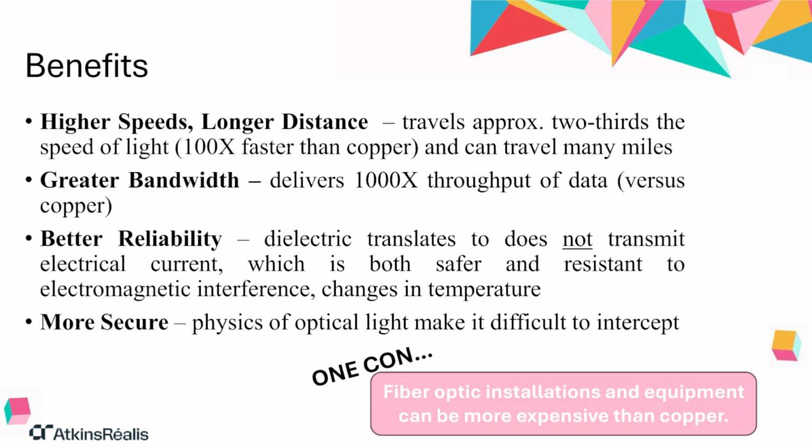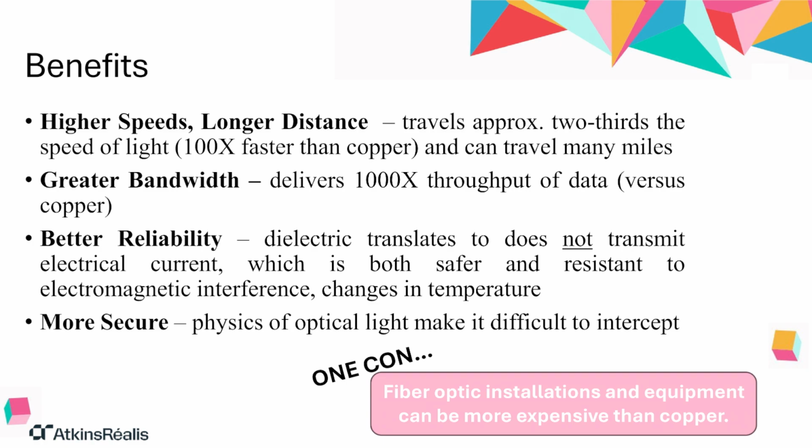What else? Second, greater bandwidth. This is massive. A single fiber optic cable can carry orders of magnitude more data at the same time compared to a similar sized copper cable. Think thousands of times more throughput. This is crucial when you're dealing with high definition video from traffic cameras, real-time sensor data, controlling multiple signs. You need that capacity. Right, the sheer volume of data nowadays.